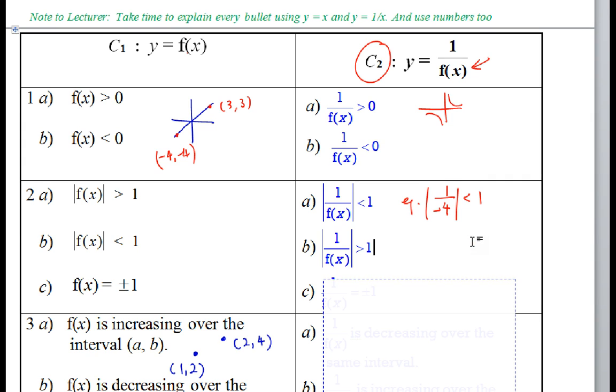Correct? That means, for example, 1 divided by 0.1, what do you get? You get 10, which is greater than 1. Correct? You take 1 divided by 0.1, you get 10. That means the smaller your f(x) is, you take the reciprocal, you will get a big value. Do you follow what I'm saying? Follow or don't follow? Okay.